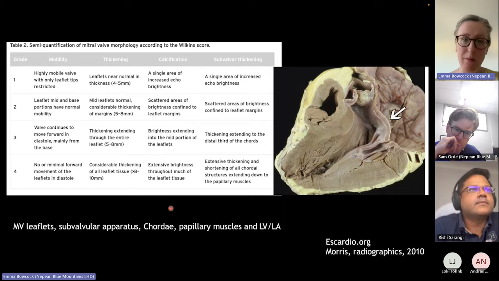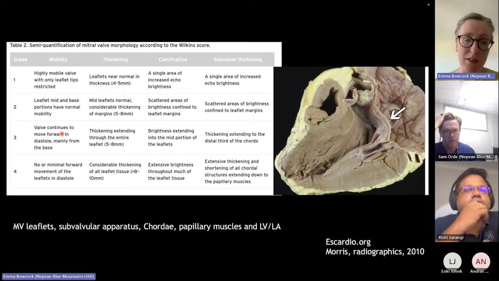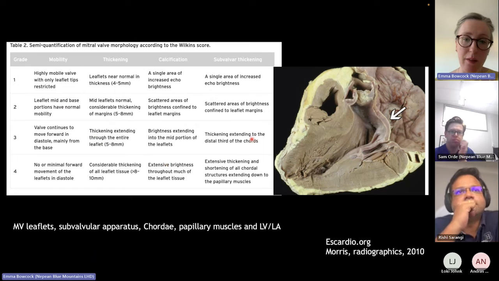And again, I've been very naughty not referencing those. So the key thing that I'm not going to go into, but I do want to emphasize, is that it's not just about the leaflets. We need to look at the subvalvular apparatus as well, looking at the cords, how much the thickening, the calcification, etc., extends down into the cords, and even, in more severe disease, down into the papillary muscles.